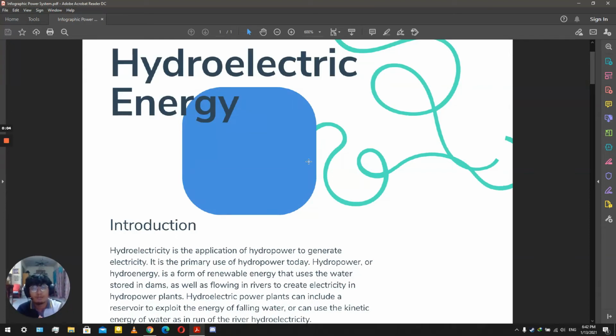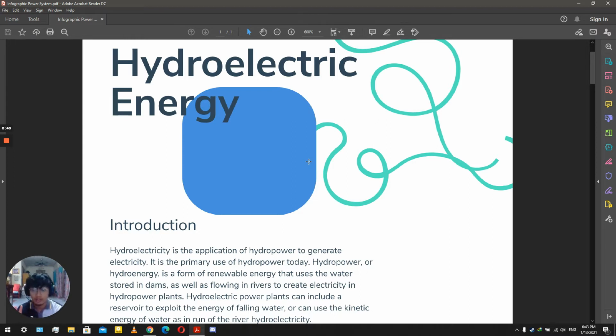My name is Muhammad Hafiz Debi Iskandar and I want to present and talk about what is hydroelectric energy, the introduction. As we know from primary school, secondary and to university, hydroelectric energy is one of the renewable energy that use water in a dam. Hydroelectric is application of a hydropower to generate an electricity. It is the primary of the hydropower today.